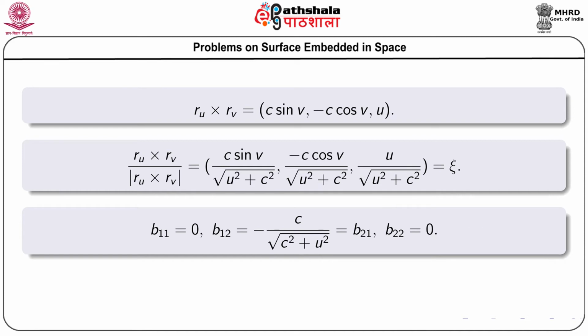So, B11 is the dot product of R u and xi u. So, if we find the value of xi u and xi v from the above expression, and if we take the dot product of R u and xi u, we are getting B11 equals 0. You can easily calculate these things. B12 is equal to minus c by root over c square plus u square, which is equal to B21, and B22 is also equal to 0.